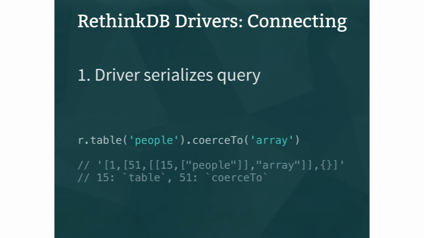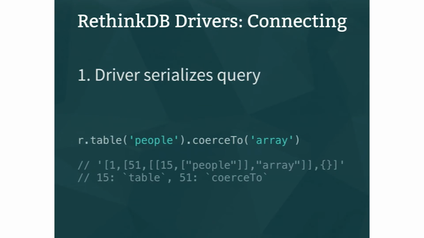And that's specified in what's called the protocol definition, which is this weird file that RethinkDB creates. And let's not get into that right now. You just need to know that the 15 stands for table, and the 51 stands for coerce2, right? And you can see that they're weirdly nested inside of each other, right? So you first get to coerce2, and then the table, and then if there was something else, it would be there. So that's kind of how it works.